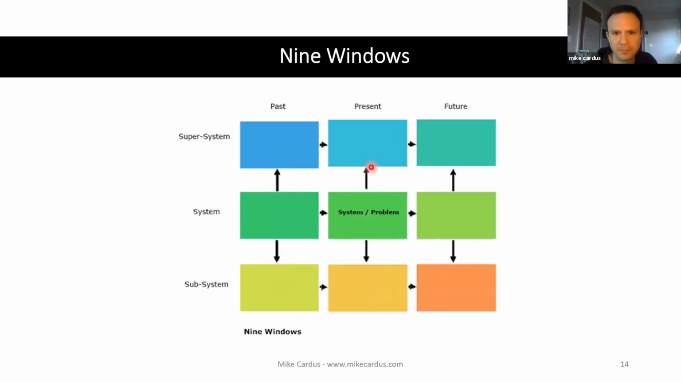Once you have the present complete in the super system, system, and subsystem, and the past complete in the super system, system, and subsystem, then you look into the future. With the future, you're trying to identify, if we're going forward in this future place, what systems, improvements, or challenges do we have to have here to ensure we can get things done? What are our ideas to make things better?